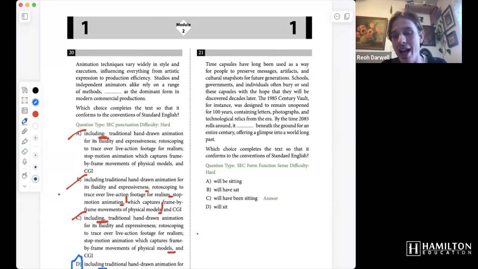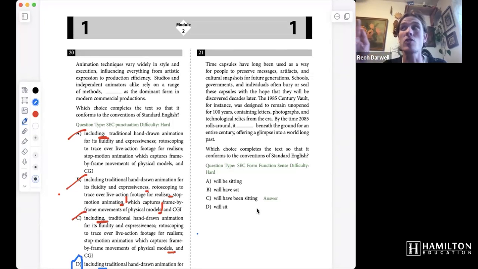Now, will have sat and will have been sitting, you might think to yourself, are relatively similar, right? And they are. What is the difference between the two? Okay. Will have sat means that it's no longer sitting in the future that we're describing, the hypothetical future that we're describing. It's no longer sitting there, right? It will have sat beneath the ground for an entire century, okay? When the thing rolls around. But will have been sitting means it's still there and it's going to then do something else, right?